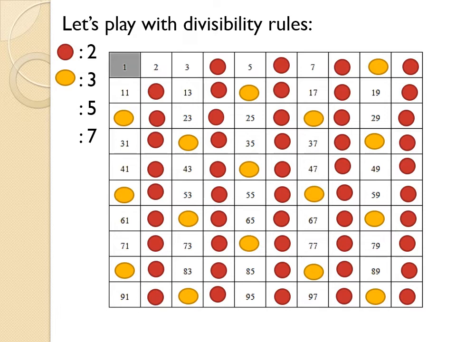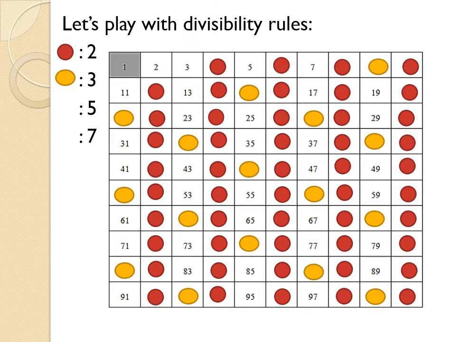For example, to check if 18 is divisible by 3 or not, we have to find the sum of its digits. 1 plus 8 equals 9. 9 is a multiple of 3, so 18 is a multiple of 3.